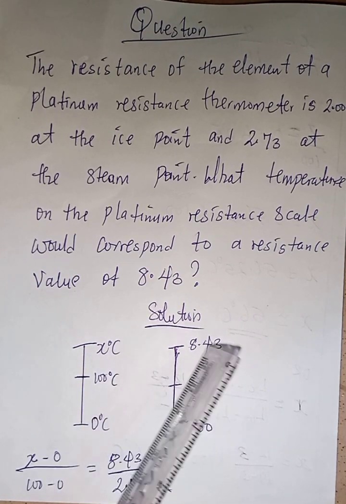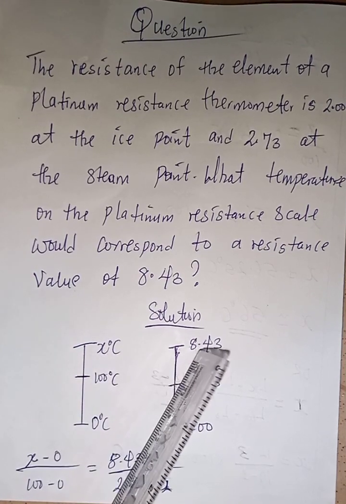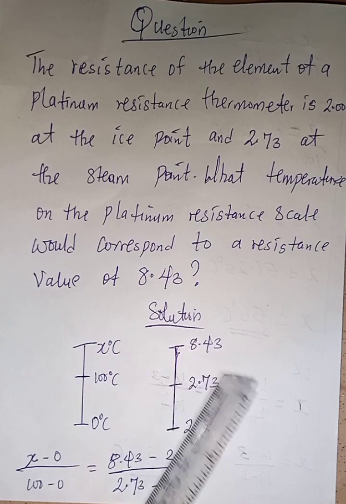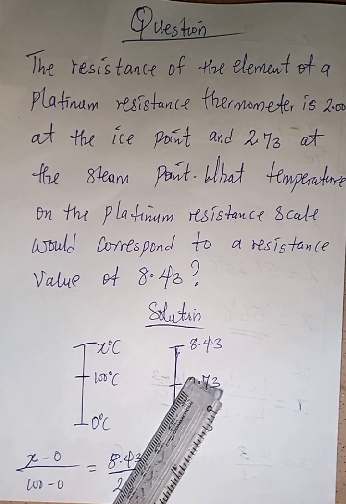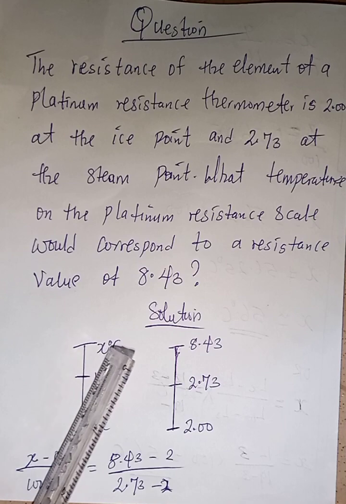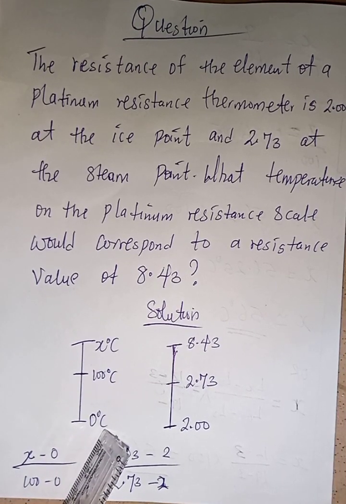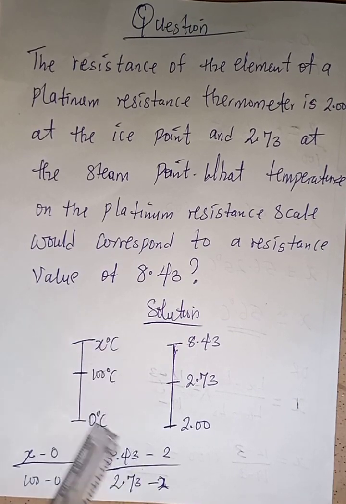Now, what temperature on this Celsius scale will correspond to this 8.43? That's the question now. Some people draw it this way. You just draw the upper side 100 degrees Celsius, downside 0 degrees Celsius. It's still correct. You just put 100 there, 0 there.